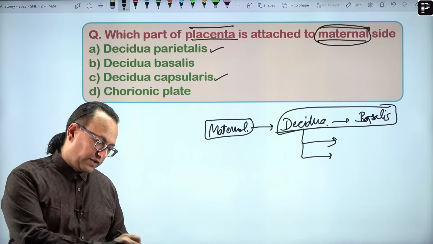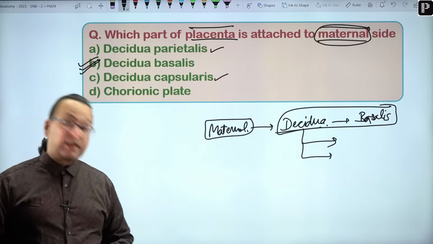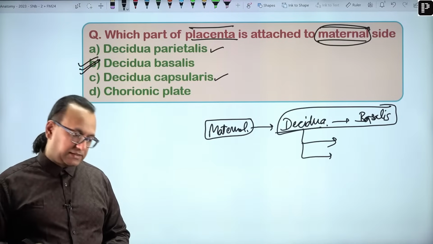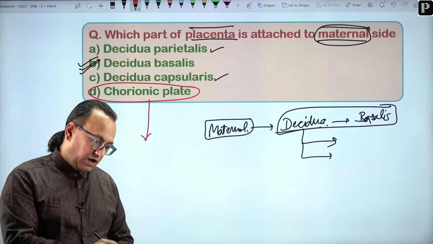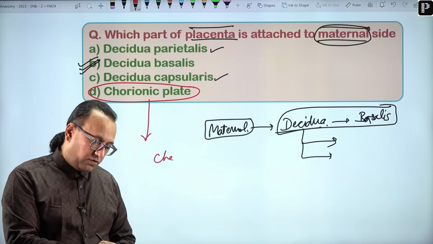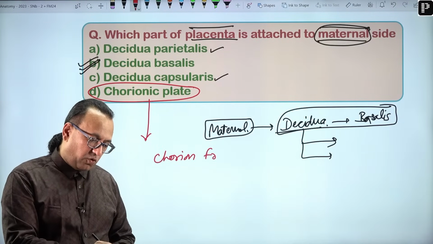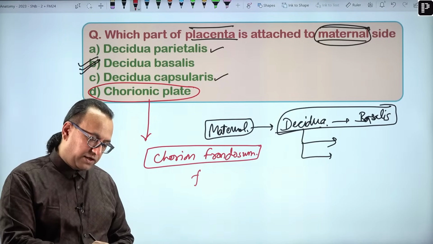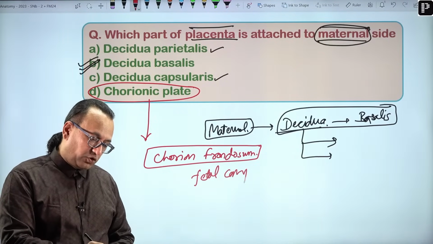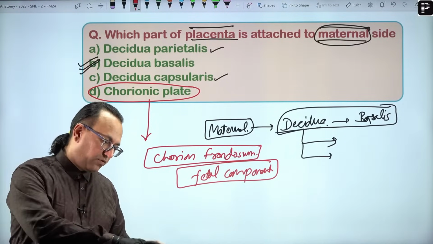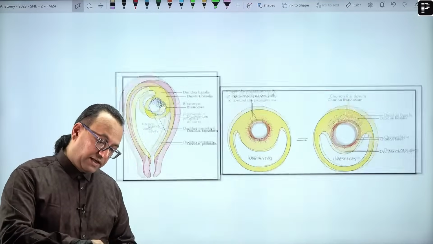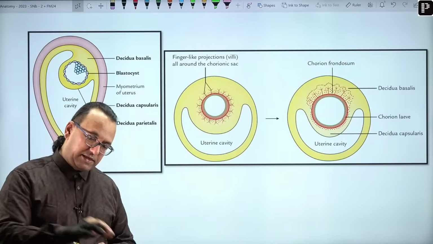Now if you are talking about the maternal side, then it is the decidua basalis which should be our answer, that is choice number B. Whereas when it comes to the fetal component of the placenta, it will be the chorion frondosum, and that will be the fetal component of the placenta. So there is one maternal component, one fetal component, and let me show you a diagram as well for better understanding.